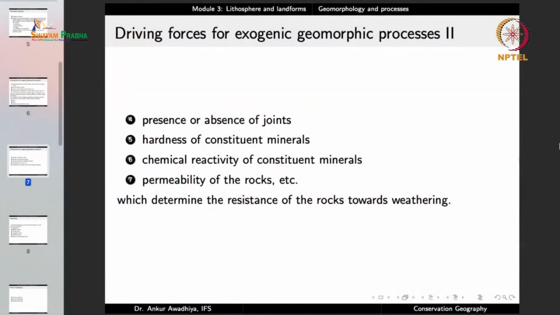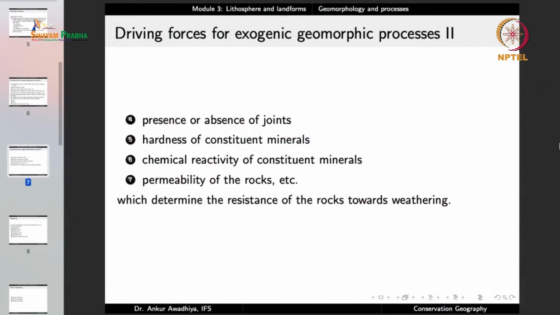Similarly, the chemical reactivity of the constituent minerals. Do we have things like calcium carbonate in the rock? Because calcium carbonate is very highly reactive. If there is a small amount of acid, it will denude this rock. So the chemical reactivity of the constituents matters.